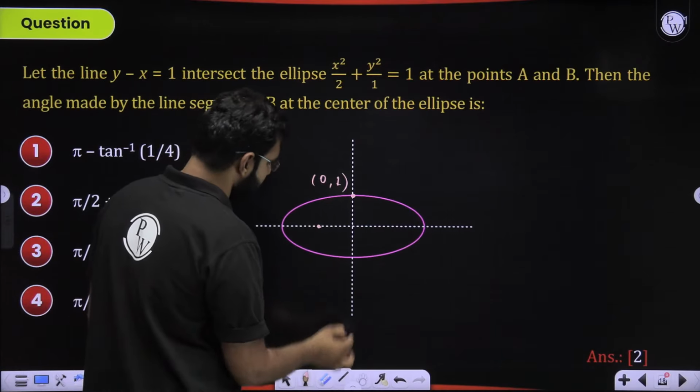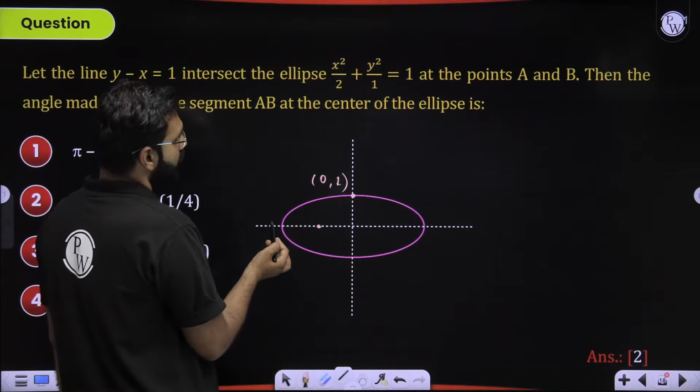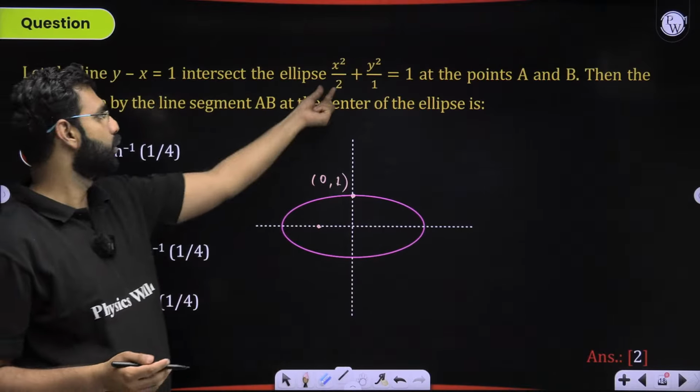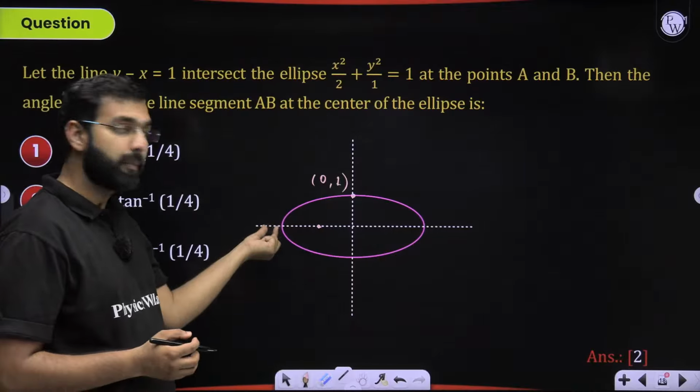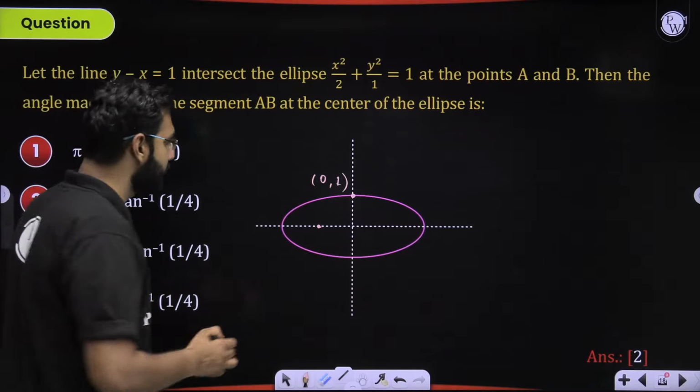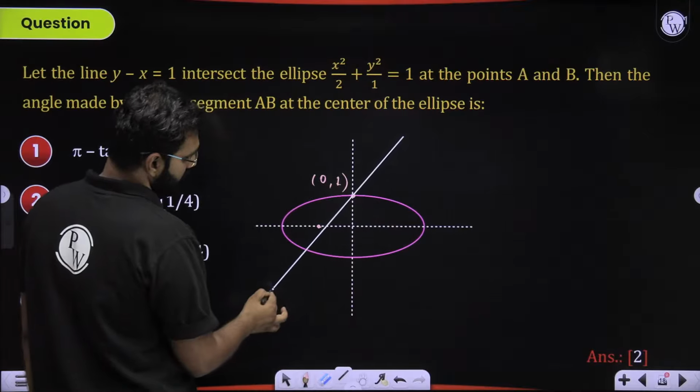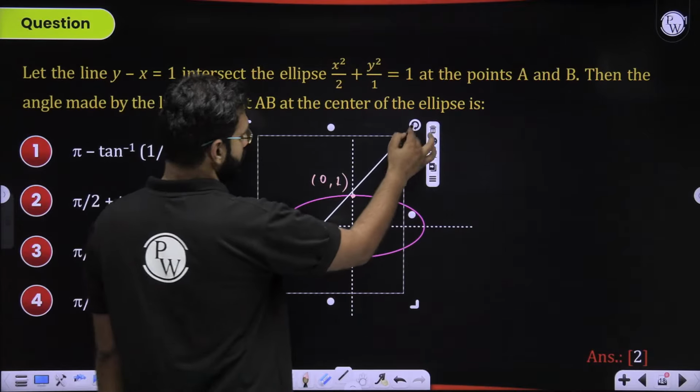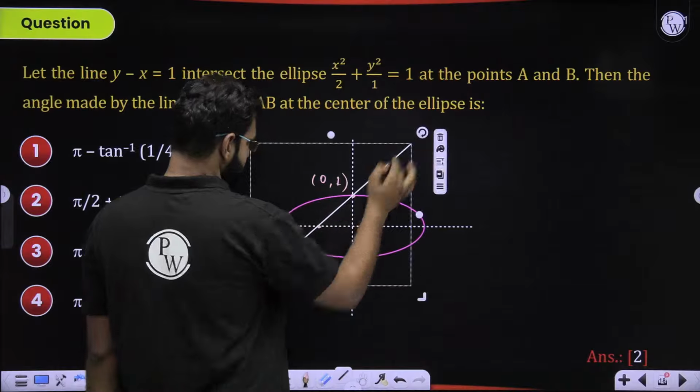That point stays here because, of course, the ellipse's x-intercept is root 2. Root 2 means this is 2, which is root 2 square. So this should be minus root 2, and minus 1 should be somewhere here. So this is that line. This is that line going to be.